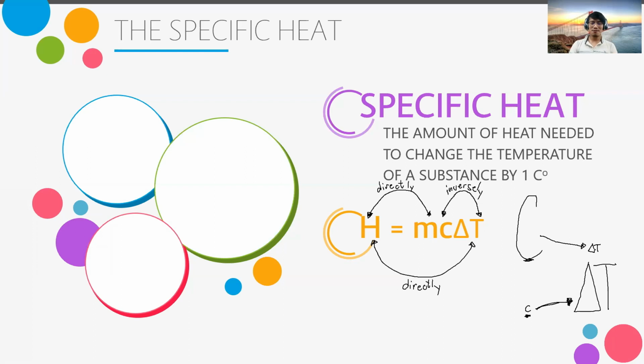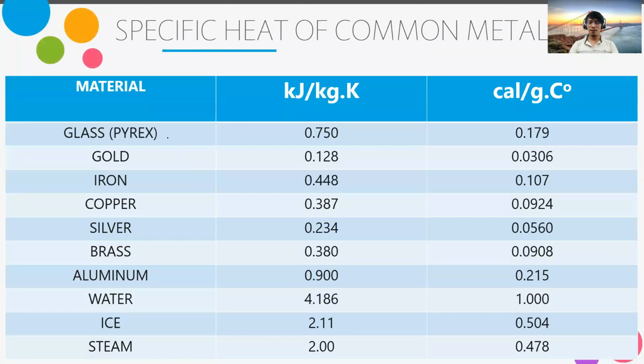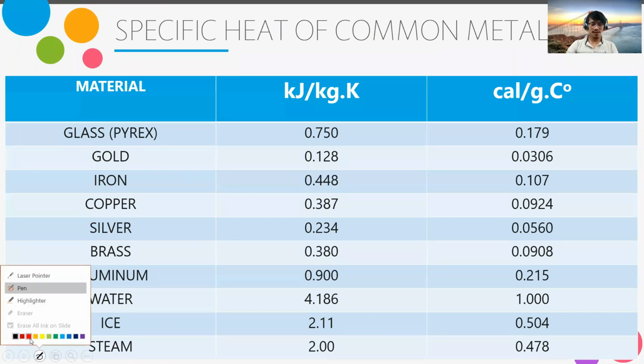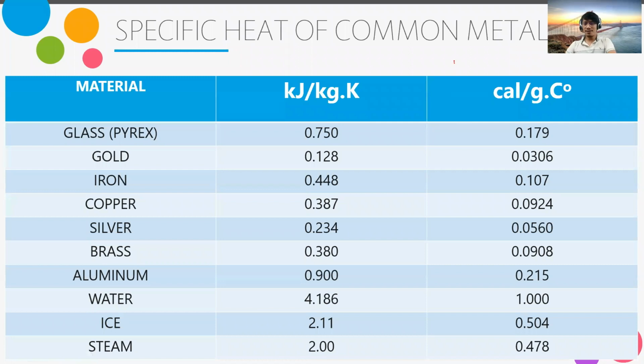Do you follow? Now, as I've told you, the specific heat is a unique property to a particular object. Tama? So, different materials have different specific heats. So kindly take note of these values here, kasi most of the time, ito yung gagamitin natin sa ating discussion.